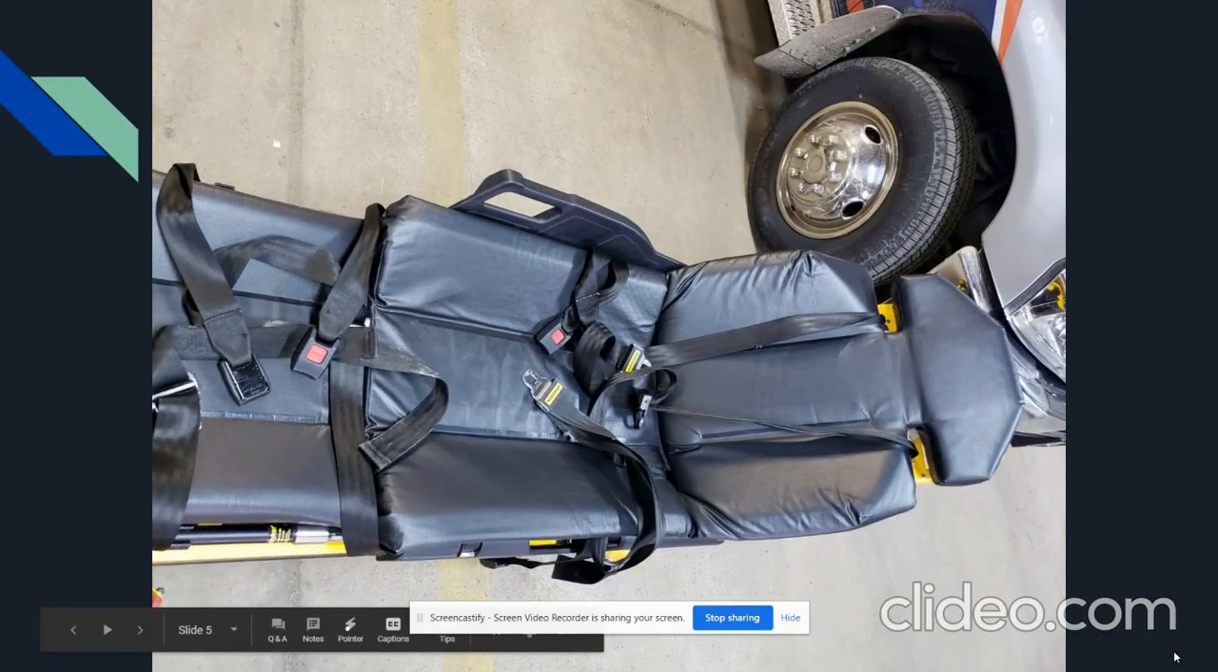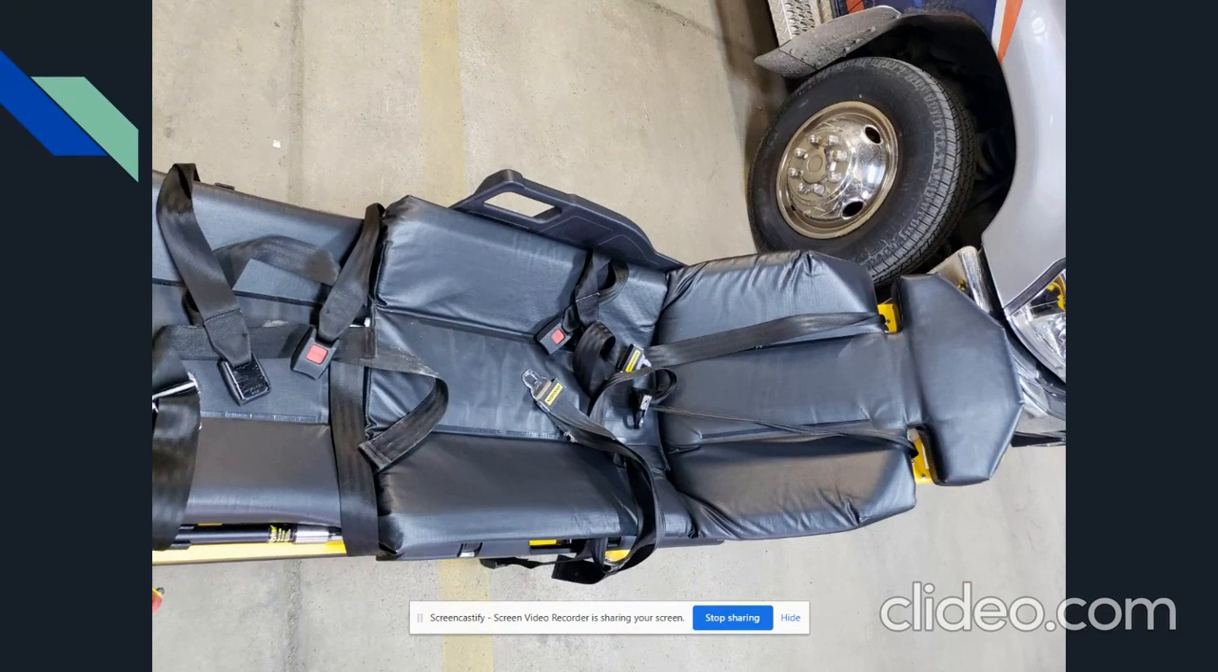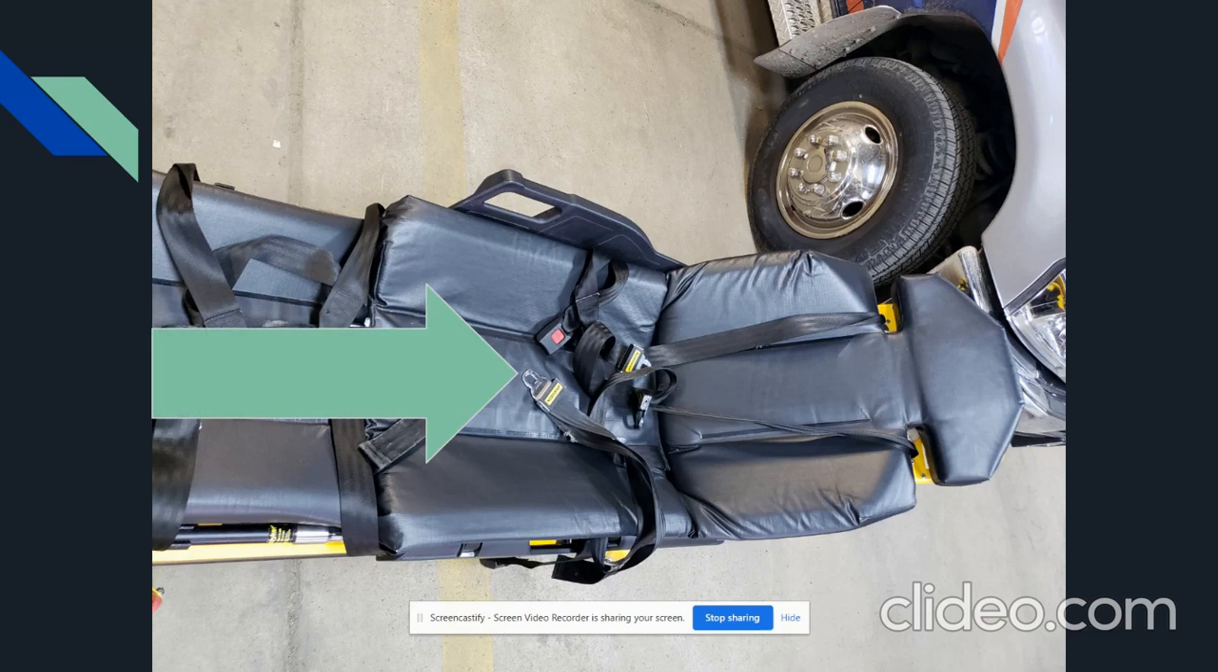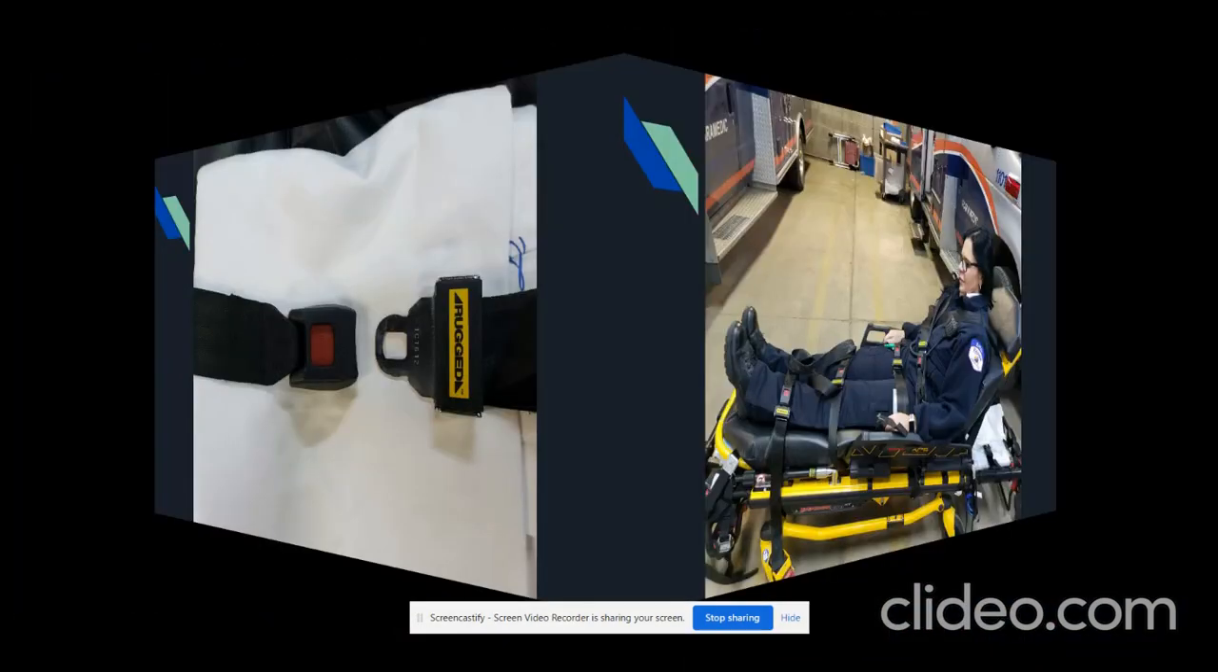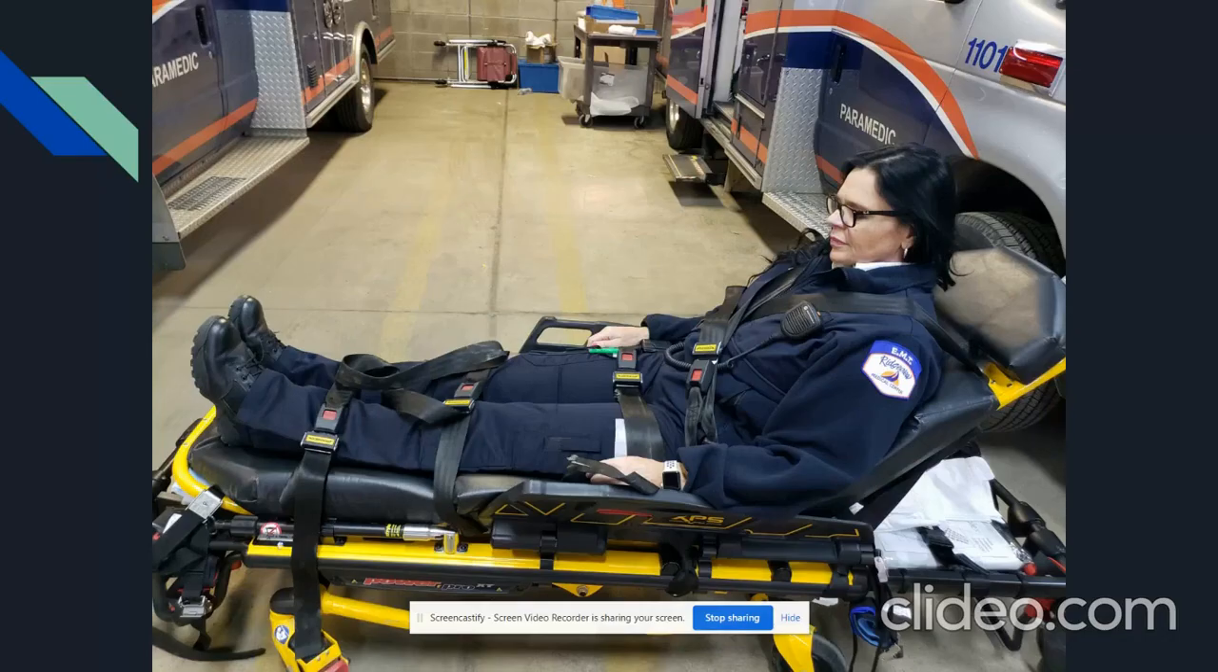Here is an example of the EMS cot that I use. As you can see, the 5 different belts are on the cot. And here's an arrow that's just pointing to one of those belts. And here is another picture of just a seatbelt, just like we're all used to. One side goes into the other and it locks in. Here's a picture of somebody who is on the cot. As you can see, the 5 different seatbelts that are over her: 2 over her shoulder, 1 over her waist, and 2 over her legs.